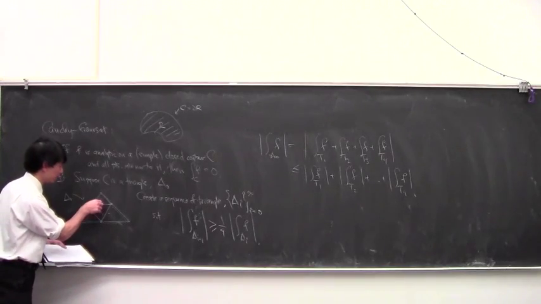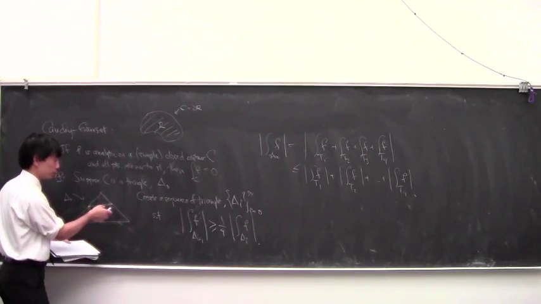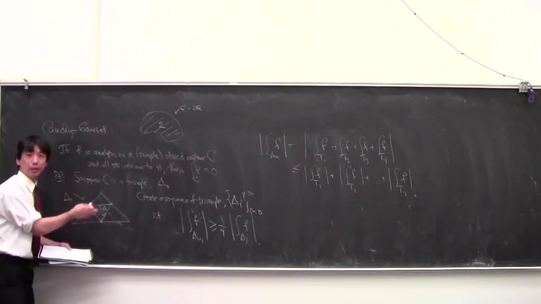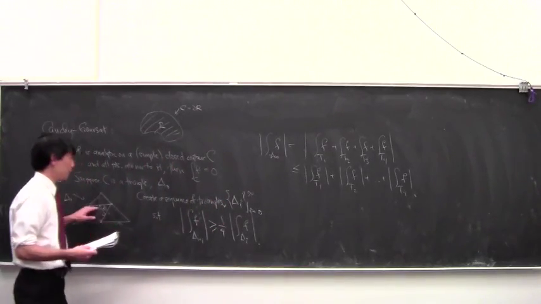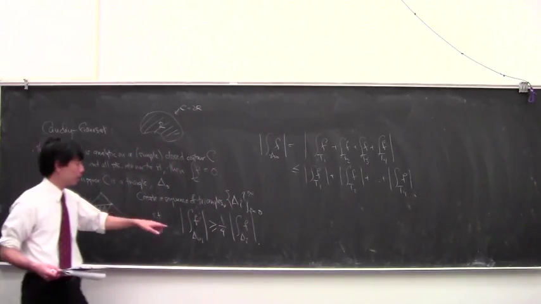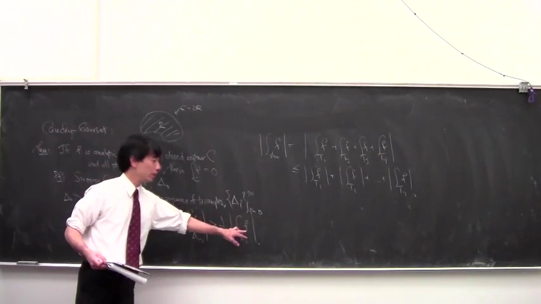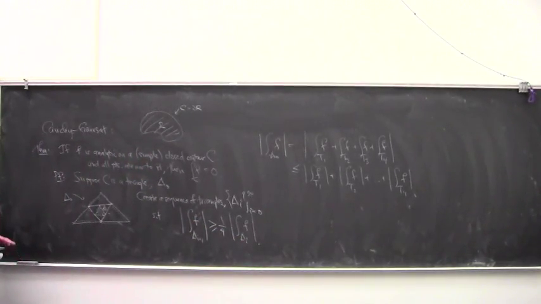And then we do the same thing. Divide this one into sub-triangles. Take the triangle in here that carries more than one quarter, and call that one delta 2, and so on and so forth. So you get a sequence of triangles so that the integral over the i plus 1th one exceeds one quarter of the absolute value of the integral over the i-th one.